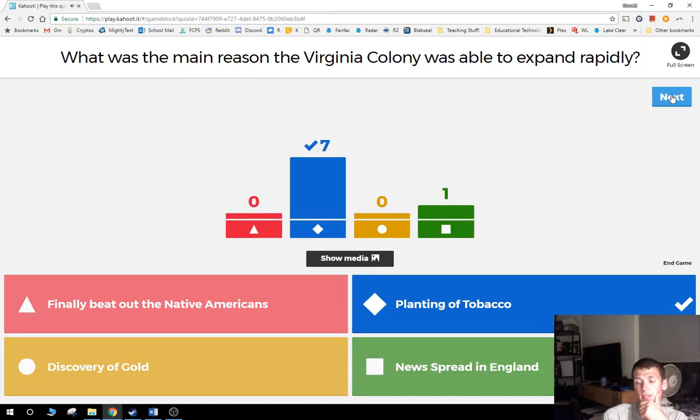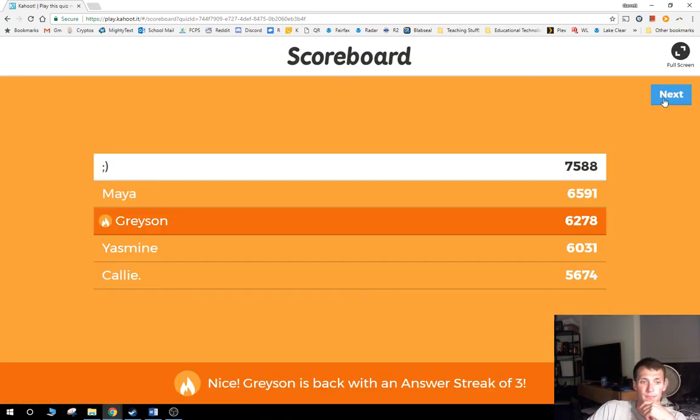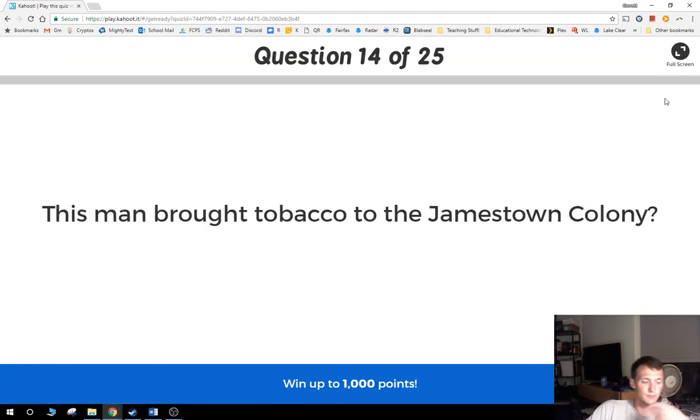Blue, right? The planting of the tobacco is what allows that news to spread. So really, it's kind of the big reason, the most correct reason. All right, moving on. Grayson's on fire.